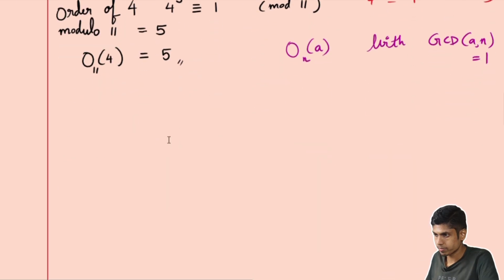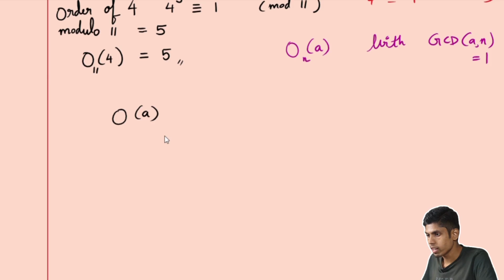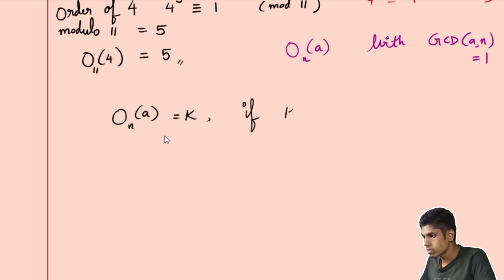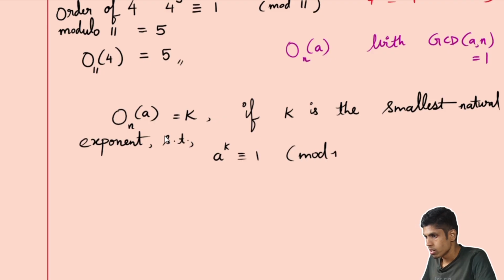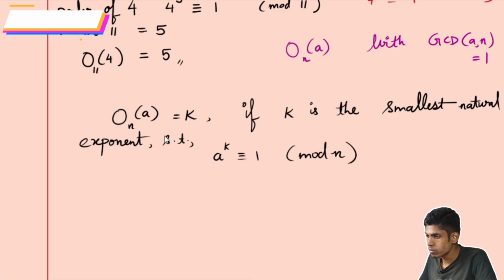Generalizing this, we write order of a mod n equals k if k is the smallest natural exponent such that a power k is congruent to 1 modulo n. And over here we assume that GCD of a comma n equals 1.